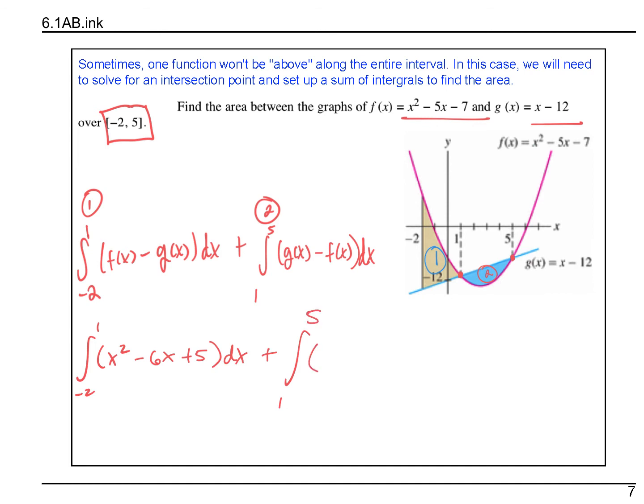Now when I do my g minus f, I don't have an x squared term, so I would start with a negative x squared because I'm subtracting f. X minus negative 5x goes to x plus 5x, or 6x. And negative 12 minus negative 7 plus 7 would be a negative 5. So yes, like I was saying, the terms are the same, but all the signs flipped.